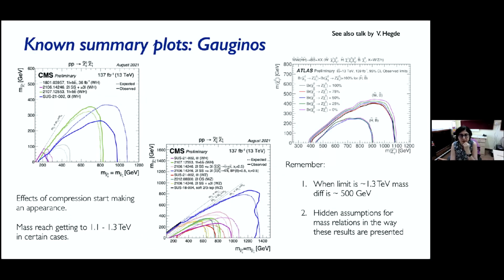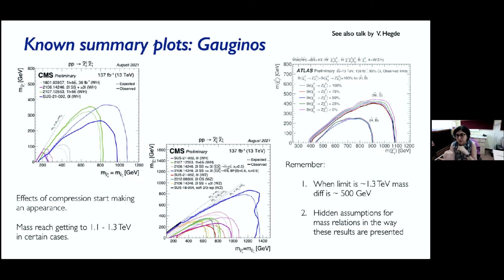Okay, so that was the strong sector. Then we come to the Gauginos, and the plots are quite similar. You have the particle that you produce, the mass of it on the x-axis, and the mass of the lightest one on the y-axis. You can see here that the limit lines seem to deviate from the lines of maximum kinematic allowed limits. So this is telling you that the effects of compression are starting to make an appearance here. And you can see that the upper edges in some cases are getting to about 1 TeV. This 1 TeV number is significant because of dark matter concentration. So that is why I'm attracting your attention to that number.